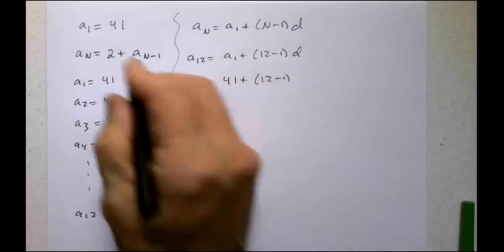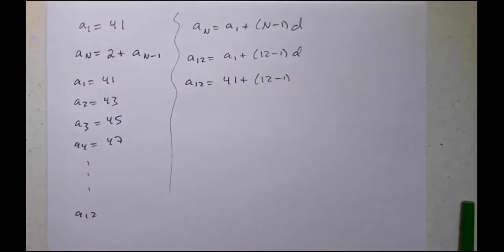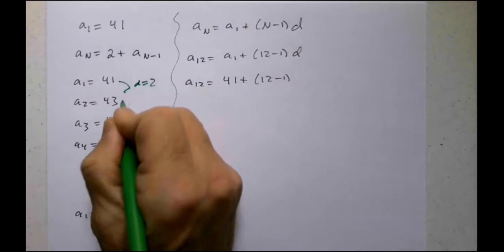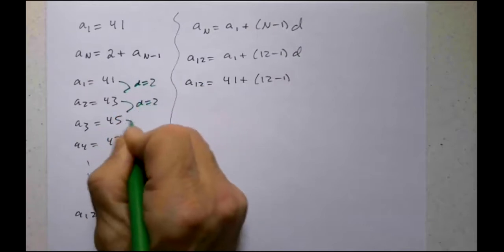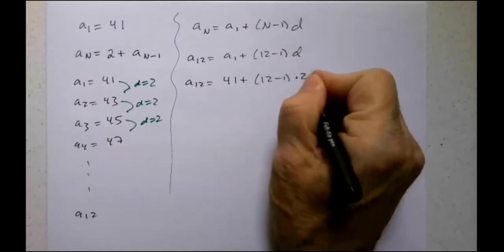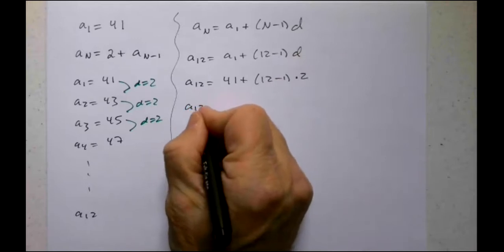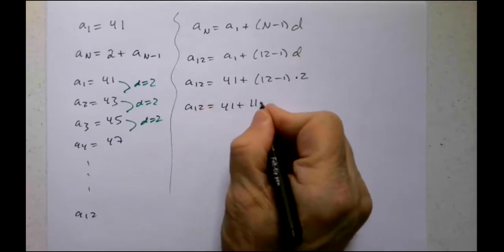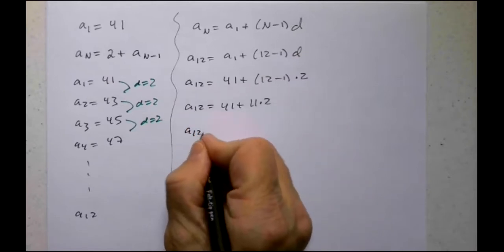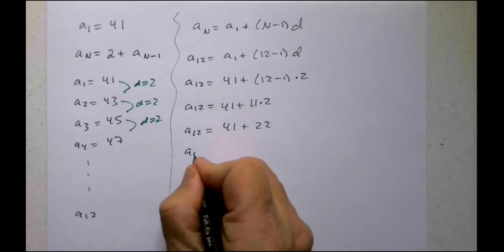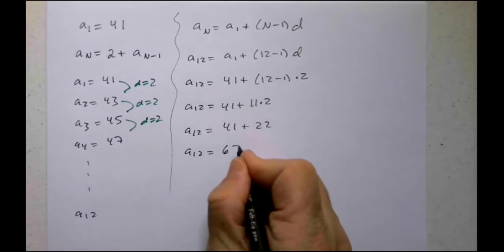So A sub 12 is 41 plus 12 minus 1. What's my common difference here? 41, 43, 45, 47. As we jump up, the difference is 2, difference is 2, difference is 2. Common difference is 2. So now we have A sub 12 is 41 plus 11 times 2. A sub 12 is 41 plus 22. A sub 12 is 63.